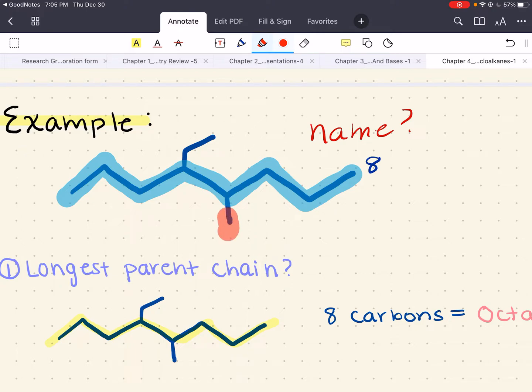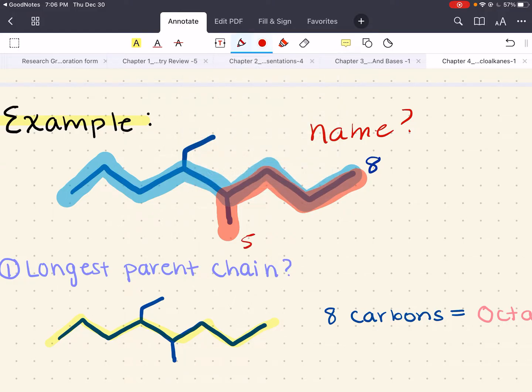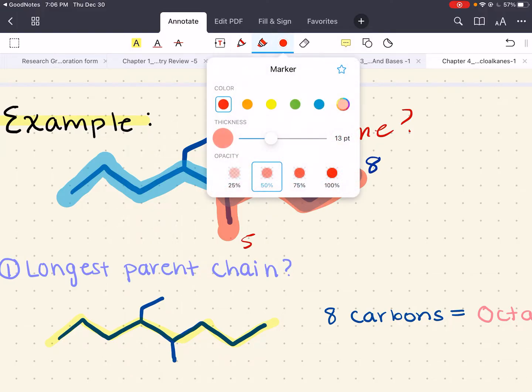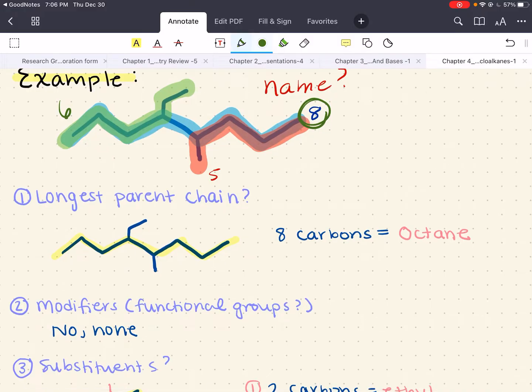What if you started here? 1, 2, 3, 4, 5. Well, that red chain is only 5 carbons, so clearly it's not your longest carbon chain. Let's just try one more. How about if we start here? 1, 2, 3, 4, 5, 6. Look at that one. That's a little bit longer than that 5 one, but still not as long as this 8 carbon chain. So that is, in fact, our longest parent chain.